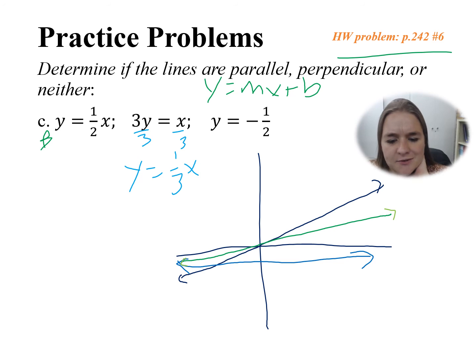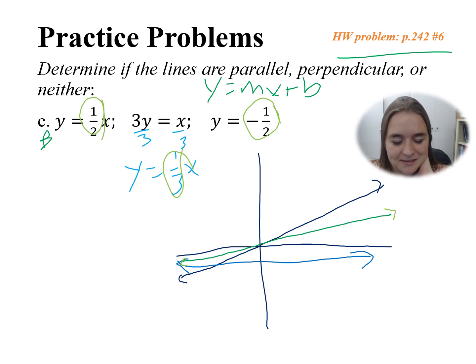But the other way I can do it is I can analyze these equations. I see a slope of 1/2, a slope of 1/3, and a slope of negative 1/2. None of these combinations are opposite reciprocals. That's a tough thing to say. Try to say it 3 times fast. The opposite reciprocal of 1/2 would be negative 2. The opposite reciprocal of 1/3 would be negative 3. And the opposite reciprocal of negative 1/2 would be positive 2.